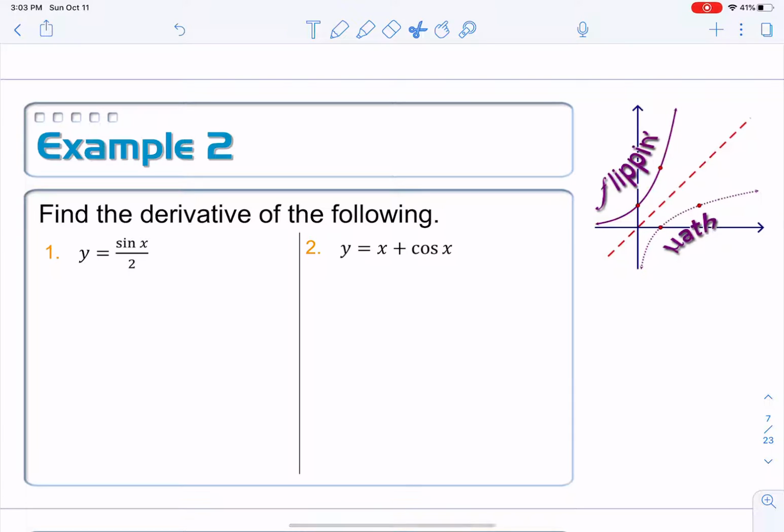So here's a question for you. Do I have to use the quotient rule on this first one here? Because I got sine x divided by 2. Well, not really, because that 2 is just a constant, and you could rewrite it as half times sine x, and then I can see that I'm just going to use a constant multiple rule. This constant of 1/2 is just going to go along for the ride. And I have y prime is equal to a half. What's the derivative of sine? Cosine. And it's done.